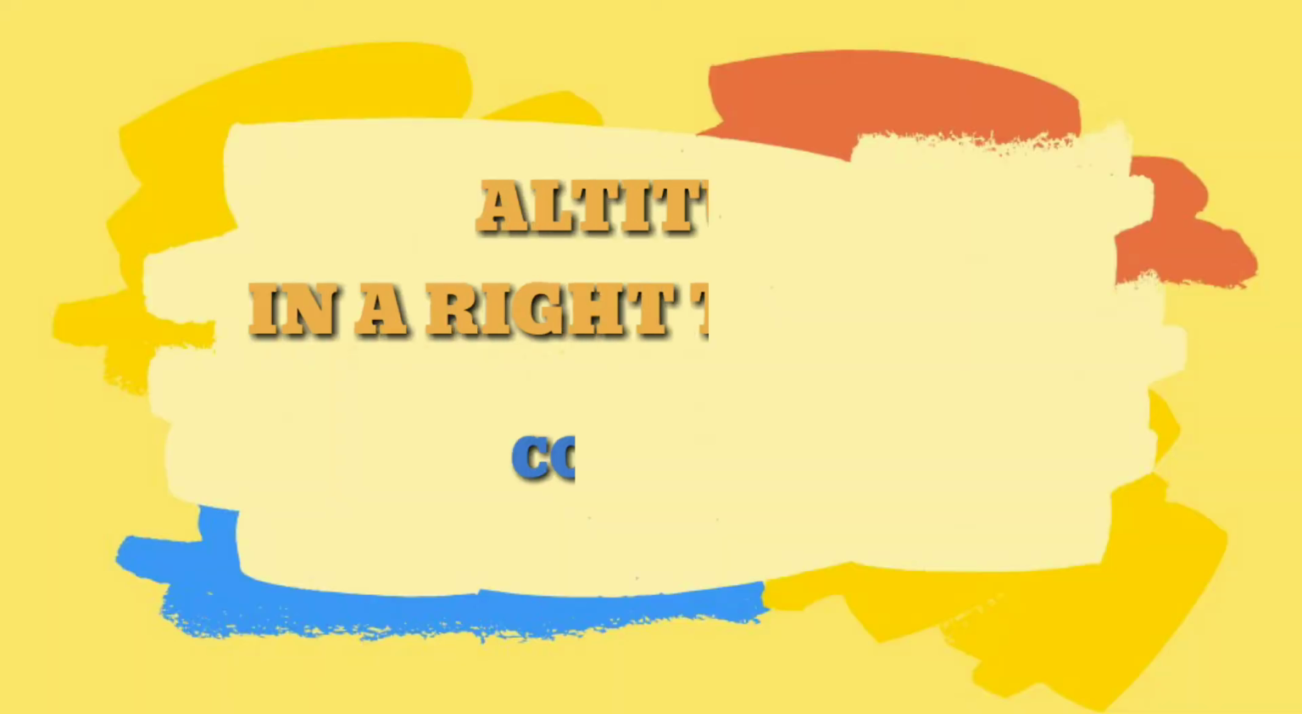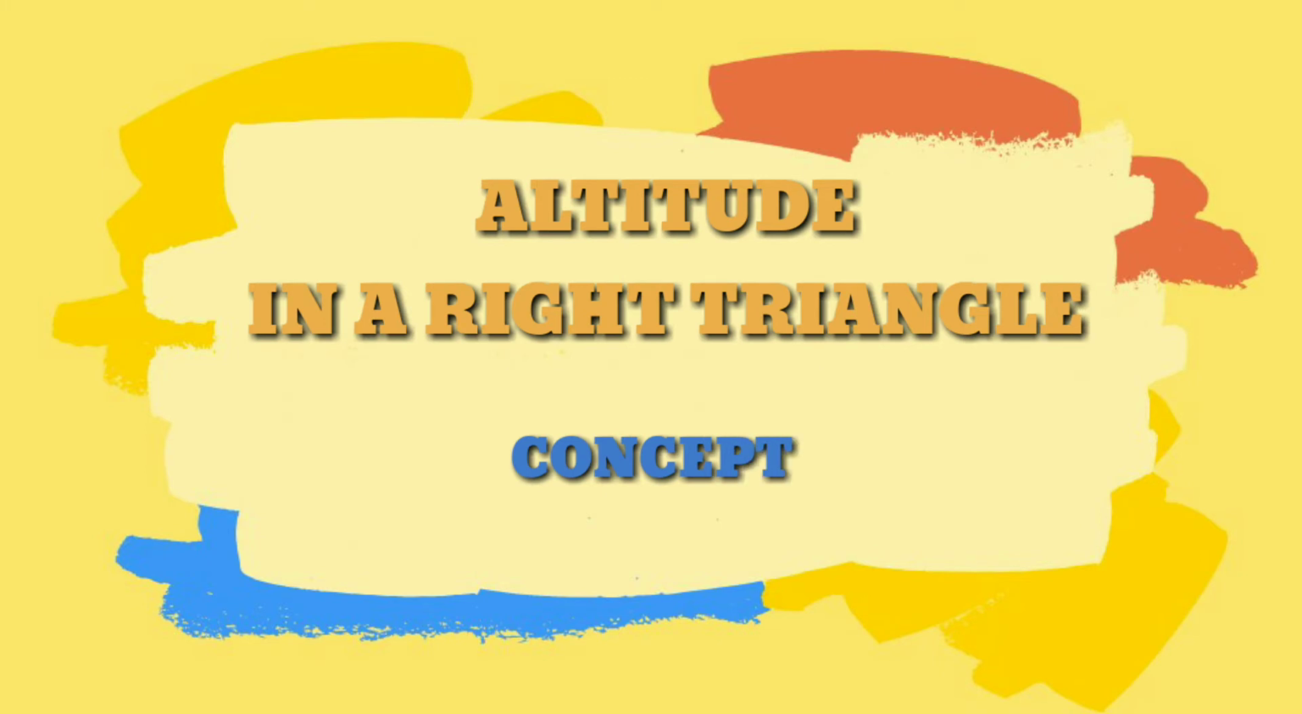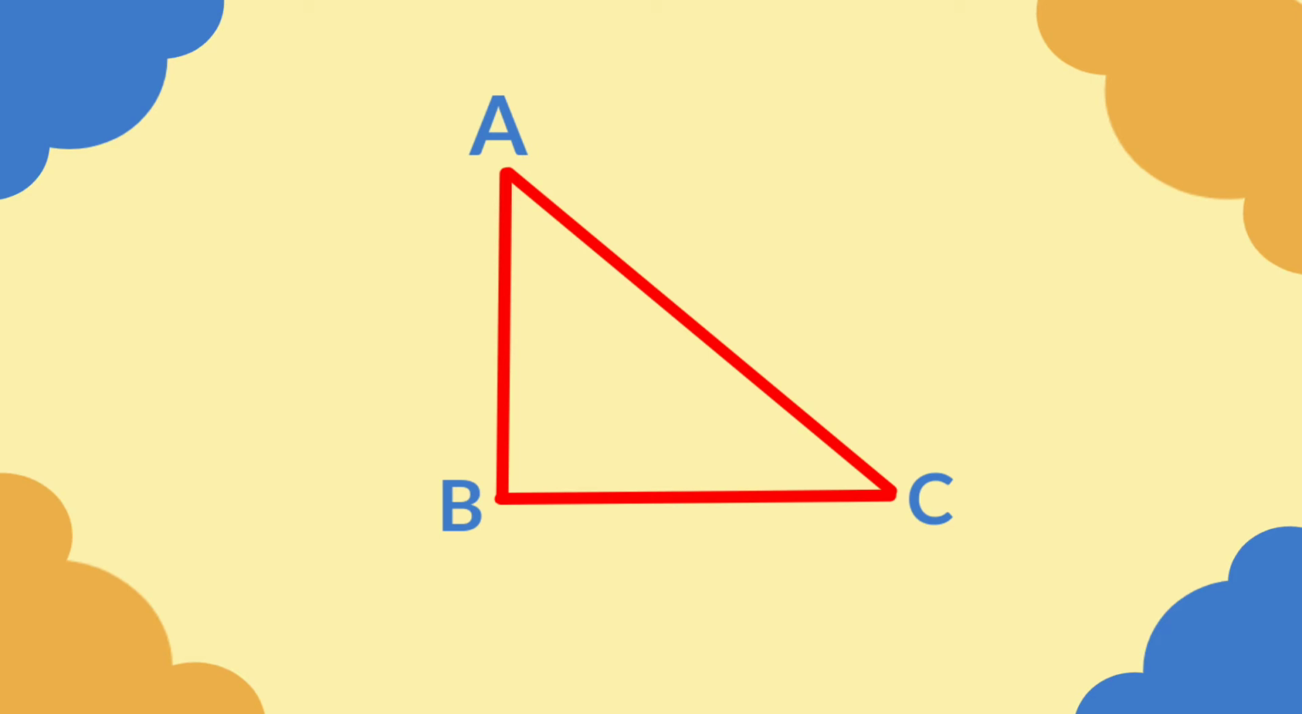In this video, we just learned about altitude in a right triangle. Let's consider a right triangle ABC and vertex B is a right angle. First, this is the altitude from vertex B to the opposite side AC. But what about the other two altitudes? Where does the orthocenter lie?